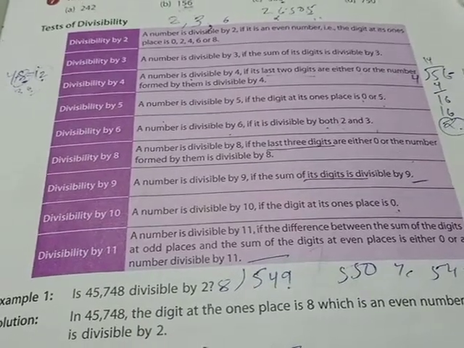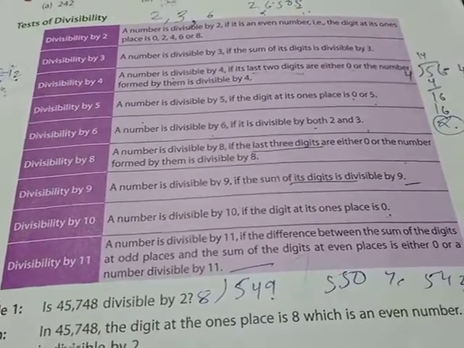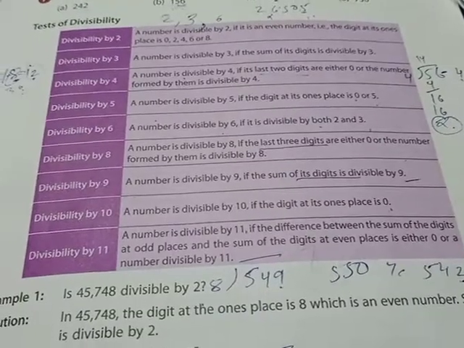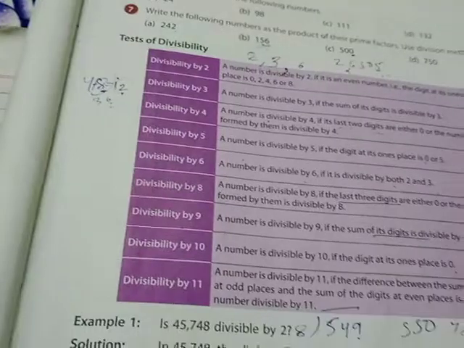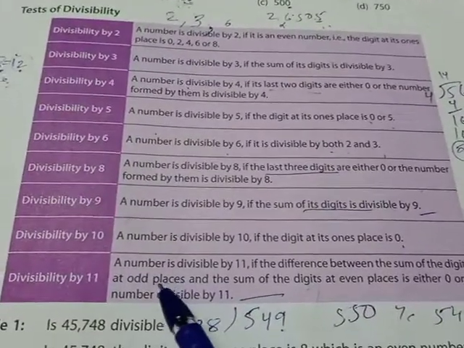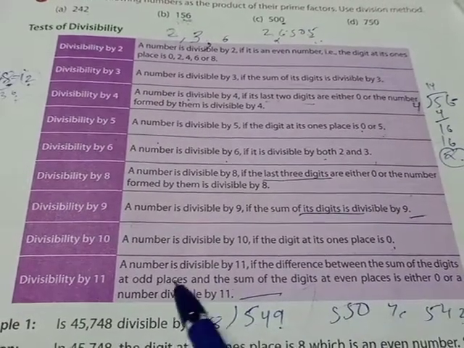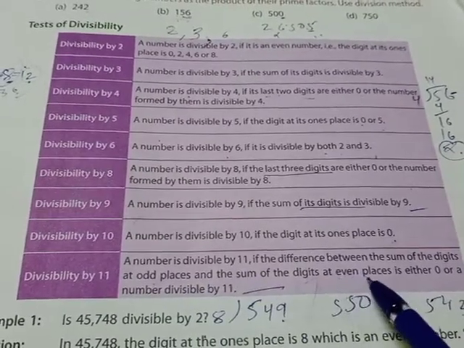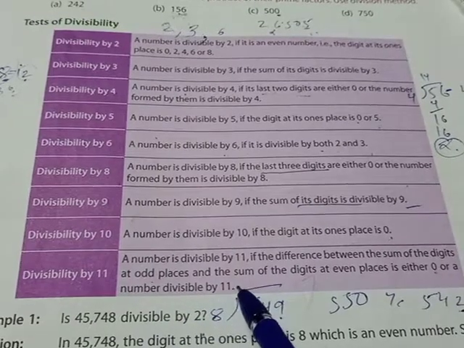And the last one is to know the divisibility rule of 11. This is a new concept for you and very important also. So pay attention carefully towards this rule. The rule is: a number is divisible by 11 if the difference between the sum of the digits at odd places and the sum of digits at even places is either 0 or a number divisible by 11.